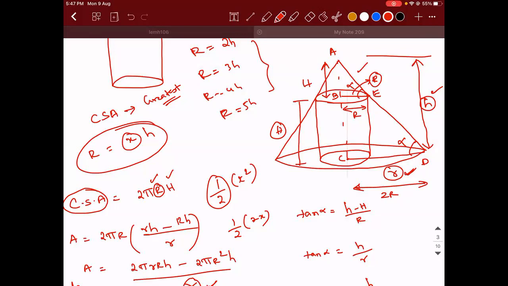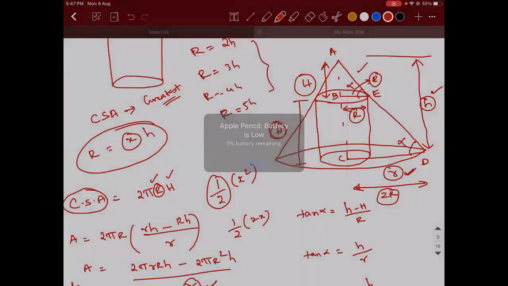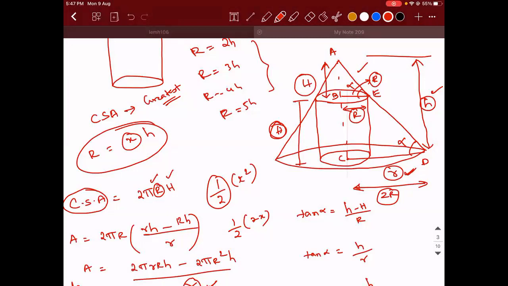No need. That's how complicated it gets. See, first of all, given that this is capital H, this is capital H. This is capital R, this is 2 times capital R. That is the meaning of the statement that we have got.